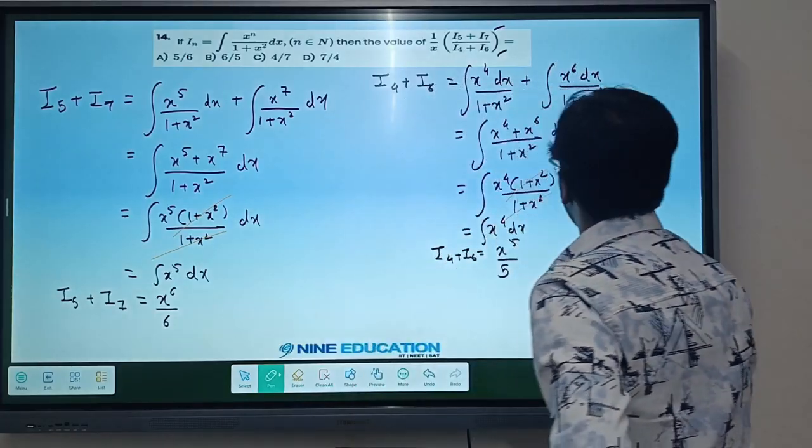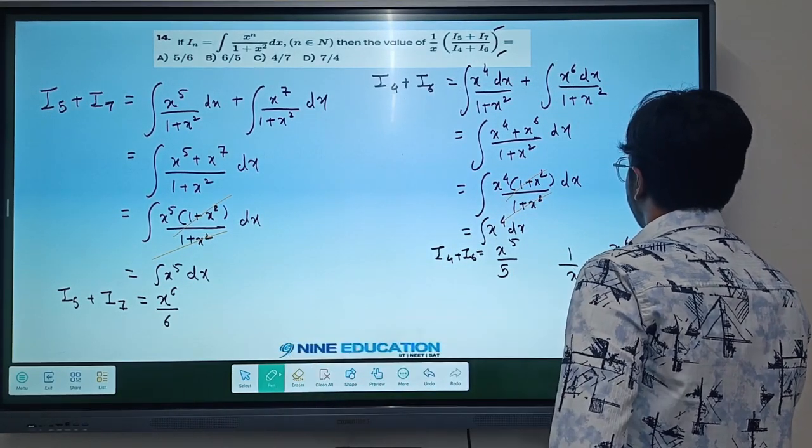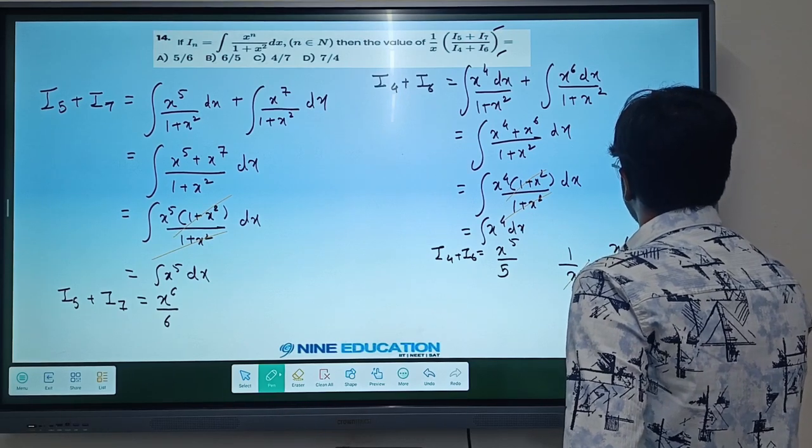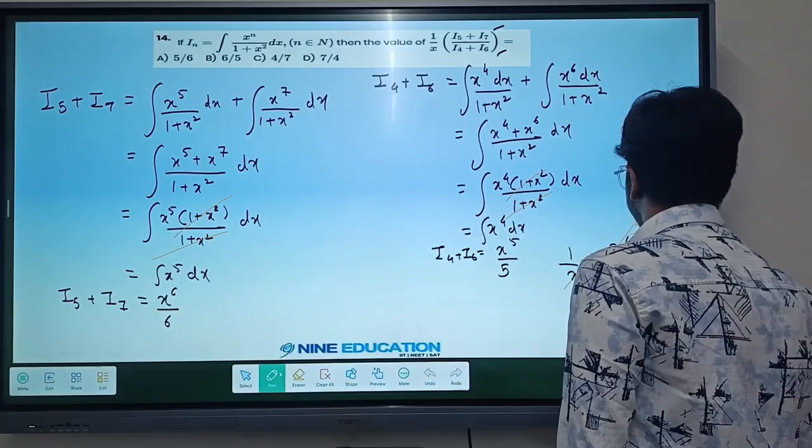So numerator by denominator. So x power 6 by 6 in numerator, x power 5 by 5 in denominator. So x power 5, x power 5 cancel. Answer is 5 by 6.